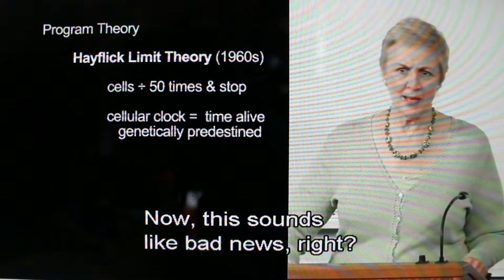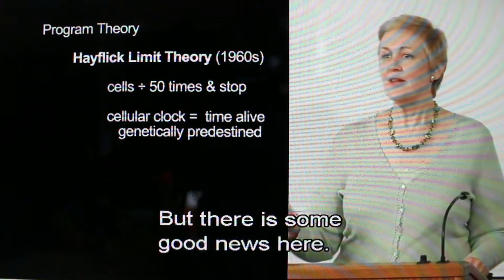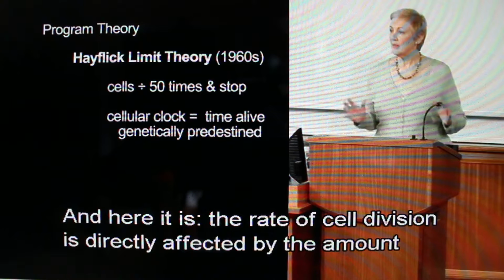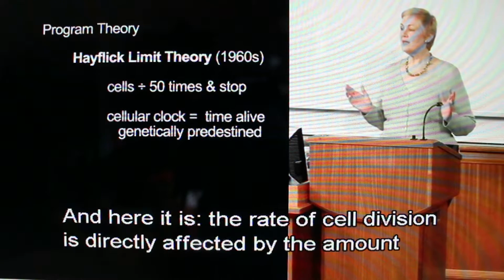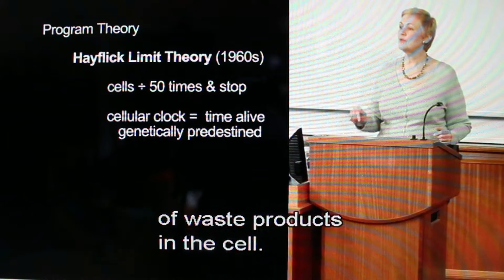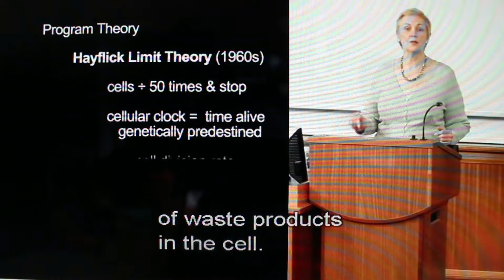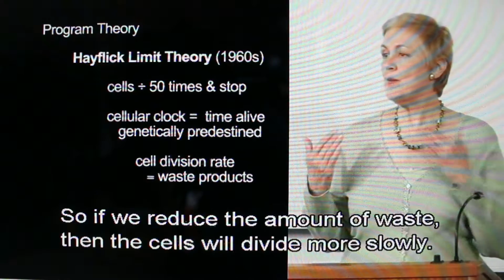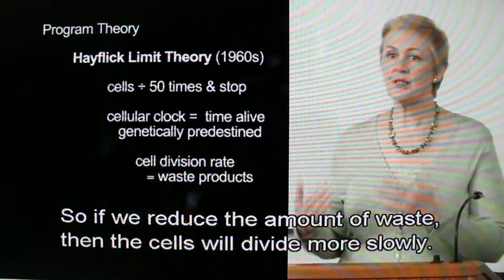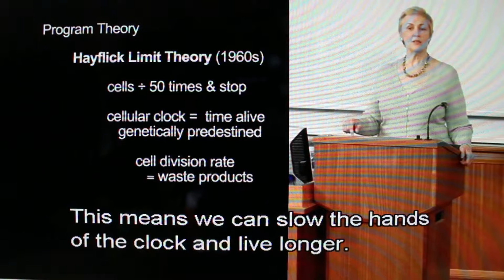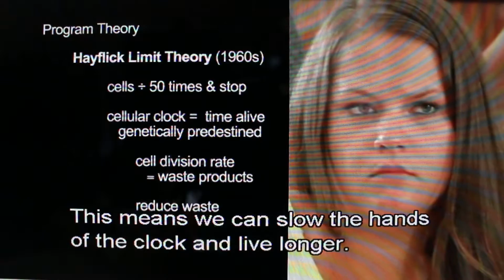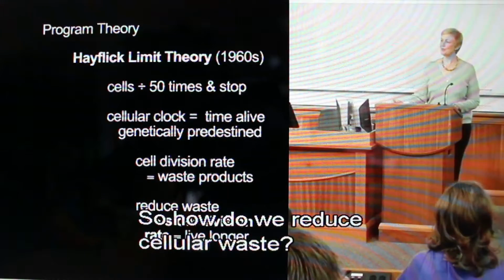Now, this sounds like bad news, right? But there is some good news here, and here it is. The rate of cell division is directly affected by the amount of waste products in the cell, okay? So if we reduce the amount of waste, then the cells will divide more slowly. This means we can slow the hands of the clock and live longer. So how do we reduce cellular waste?